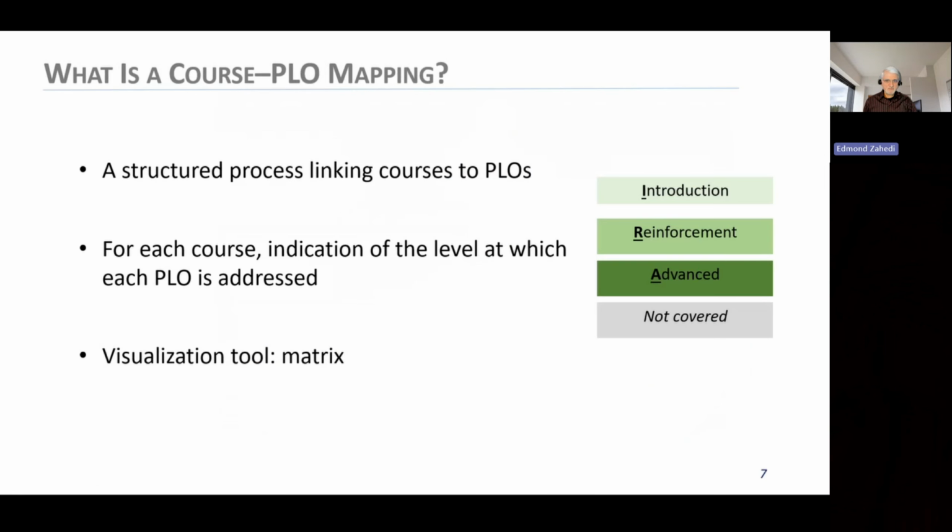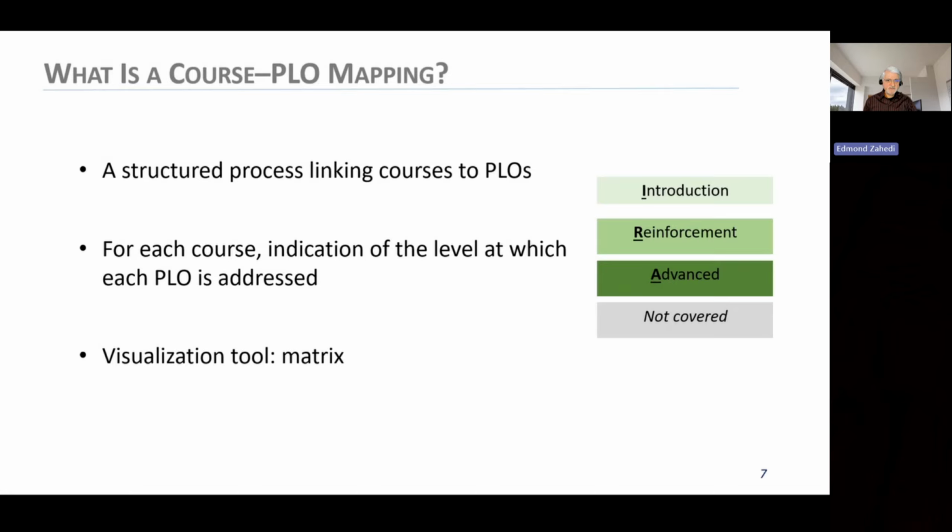But what is course PLO mapping? Well, the course PLO mapping means reviewing each course to determine which program outcomes are addressed and at what level. We capture and represent this information using a matrix. We're going to look at that in a moment. Courses will be in rows and outcomes in columns. This tool makes it easier to spot gaps, redundancies, and learning progression.